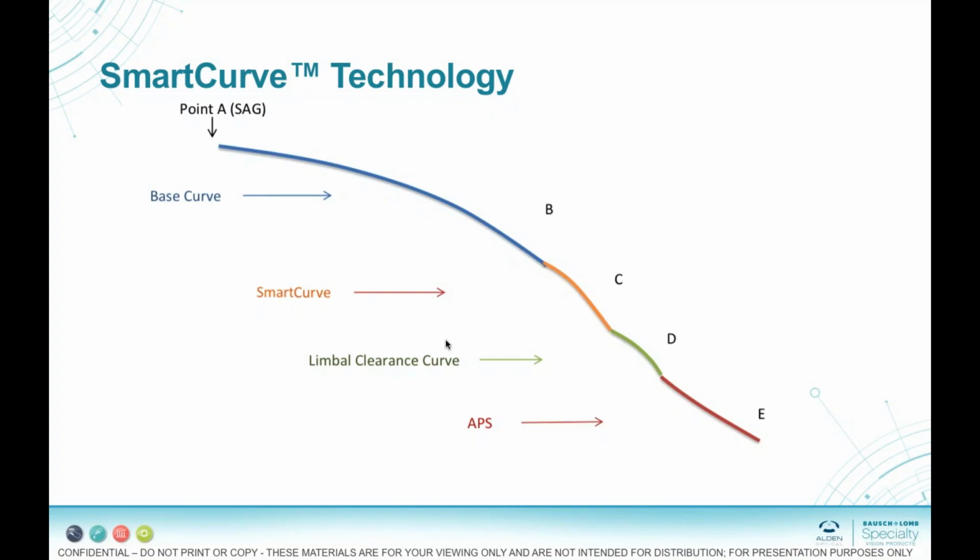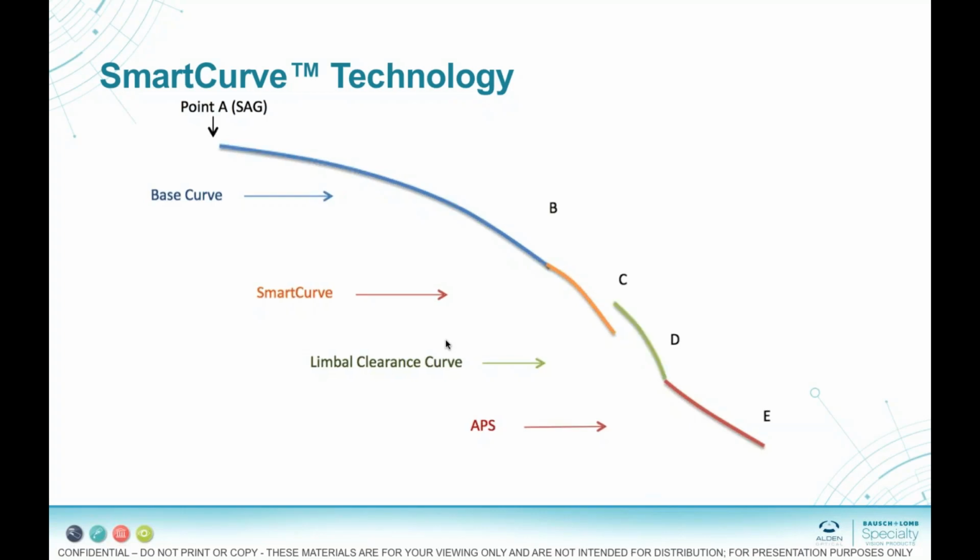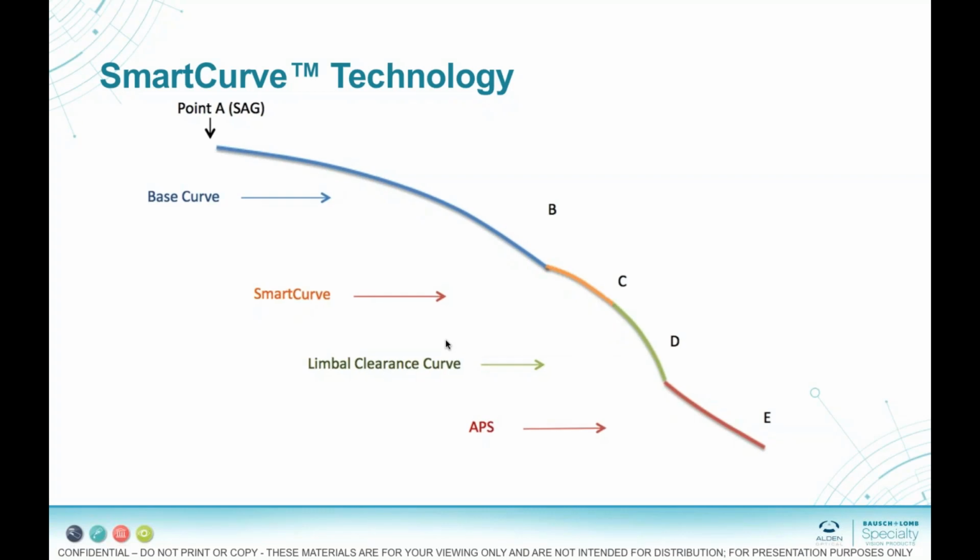So for example, if we had a patient who we needed more limbal clearance because our lens was just landing on the limbus, or it's just too shallow of a fit and we want to increase that, we don't have to change the diameter of the lens, we don't have to change the base curve, the power. We simply can change the radius of curvature of this limbal clearance. The Smart Curve compensates, and now we've bought ourselves more room at the limbus.